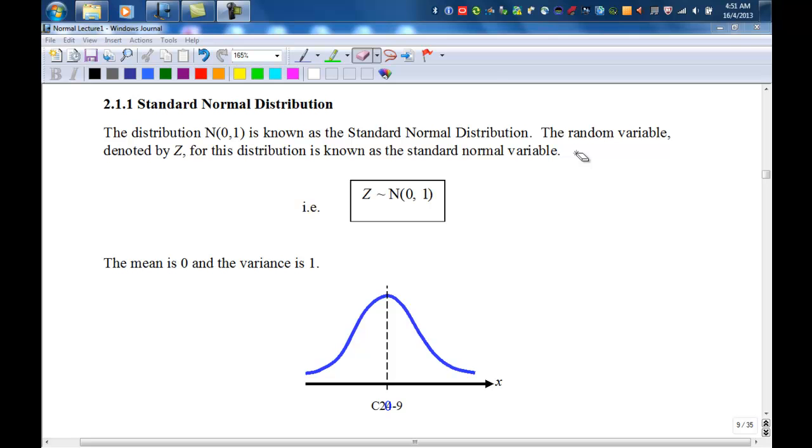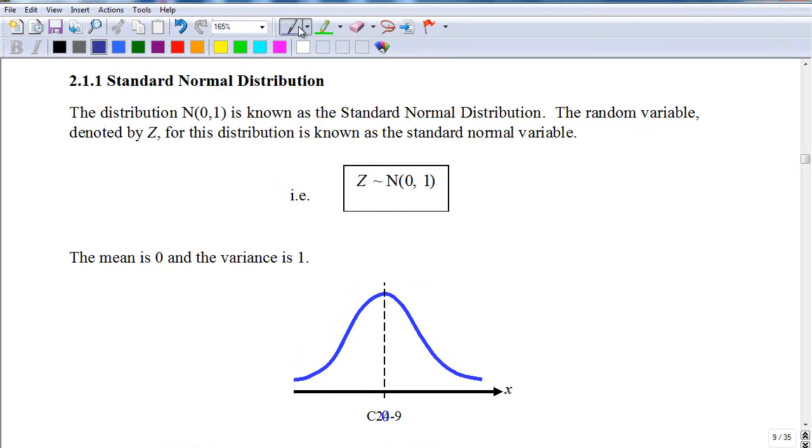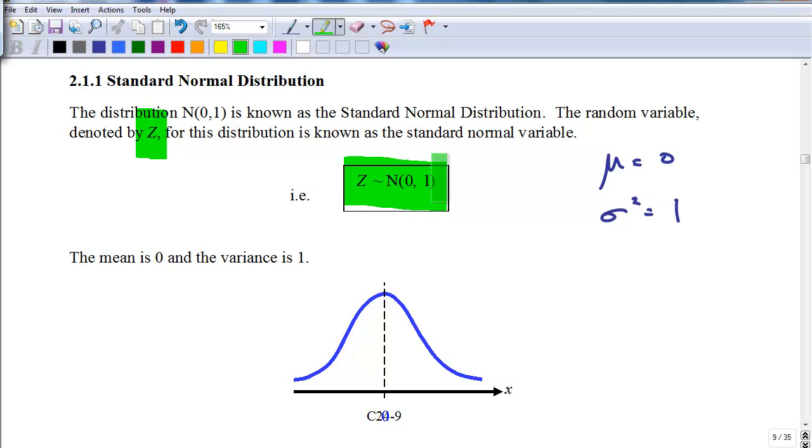Before we look at some questions, there are some more properties, and there is a very special normal distribution that I want to talk about. This normal distribution is the special case when your mu happens to be 0 and your sigma square happens to be 1. This is what we call the standard normal distribution. It's a normal distribution that we use quite often, and because we use it so often, there's a special label given to it. We call this Z. Z is a normal distribution that has mean 0 and variance 1.